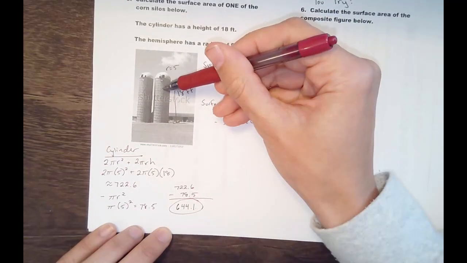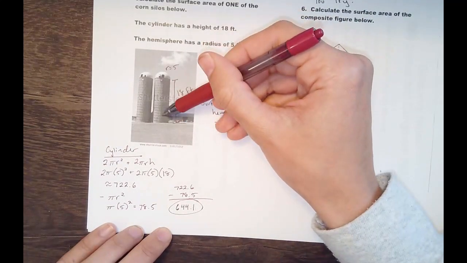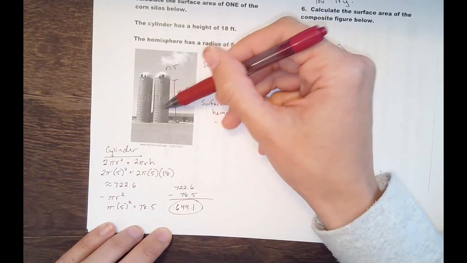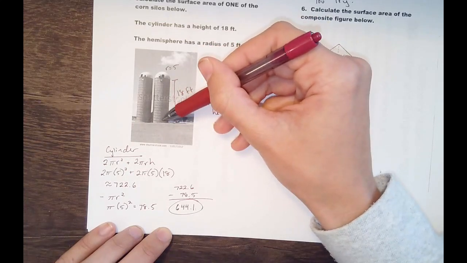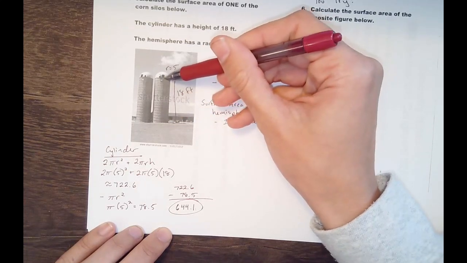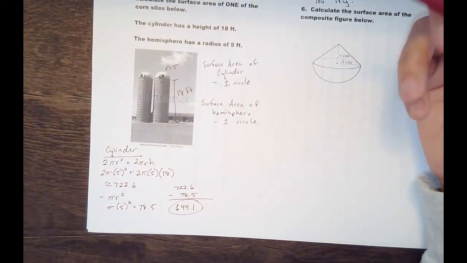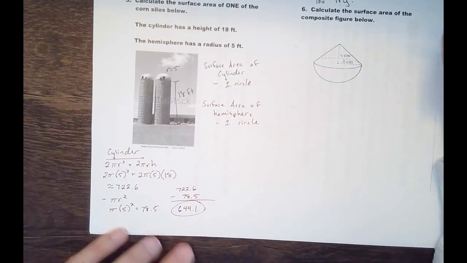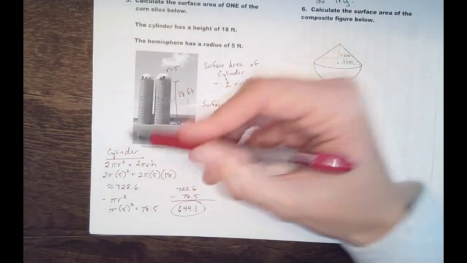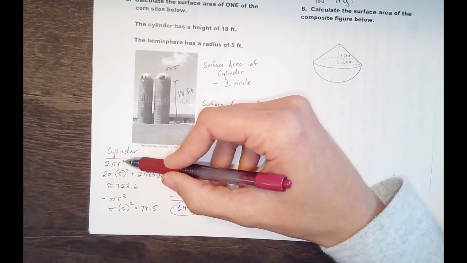What some people like to do, and that's perfectly fine, is this: 2 pi r squared is the part of the formula that's talking about the bottom and the top of your cylinder. So if you know that we're not including the top, from the beginning you can just change this to 1, right? And then you don't have to worry about this subtraction right here.